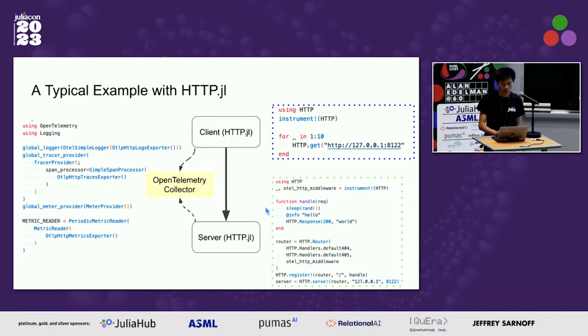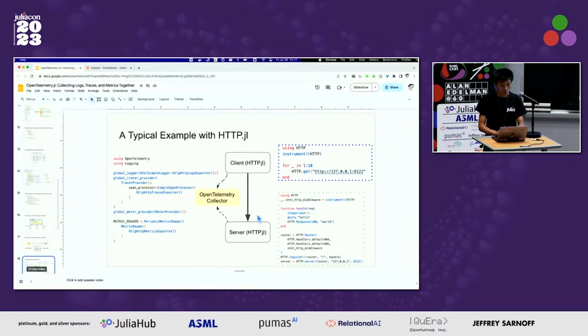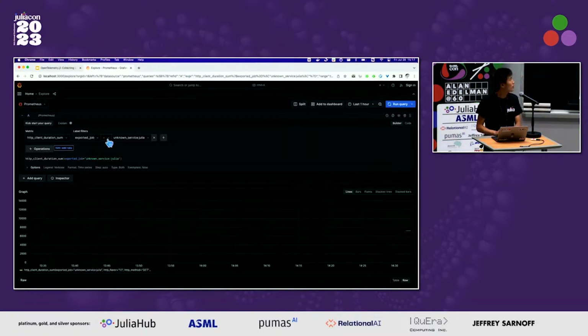For the server side, similarly, we also use HTTP, and then we instrument HTTP. Then we set up the handler, sleep for a random time, and also print an info message. Then we set up the router, register the router, and bind the handler to the root path. And finally, we start the service.